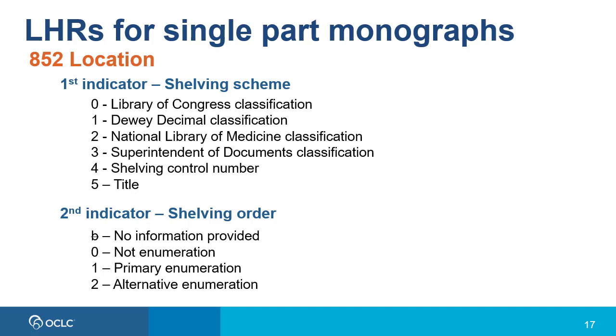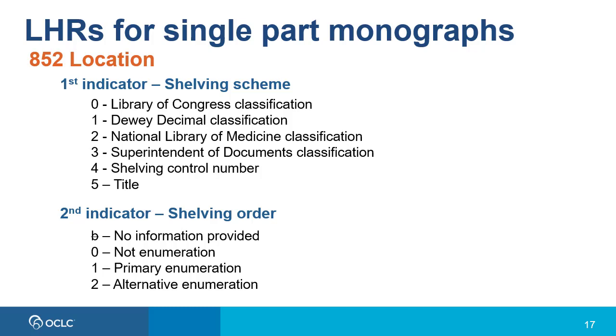852 is for location. OCLC local holdings records are separate holdings records linked to a related OCLC bibliographic record. They report holdings information for a single copy of an item. For additional copies at the same location or another location, you would create a separate LHR.